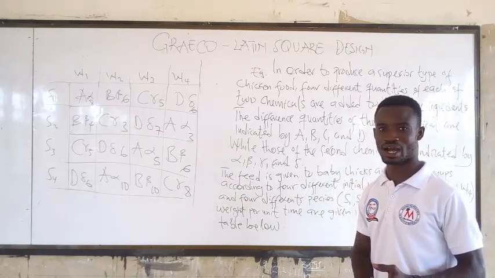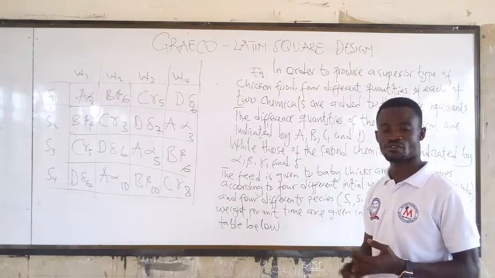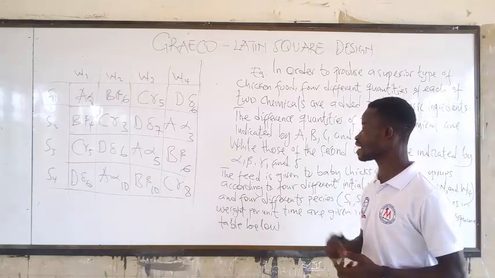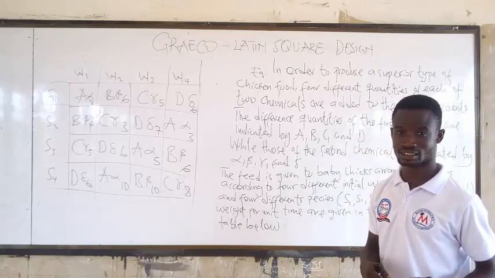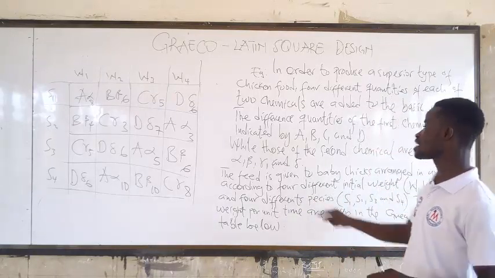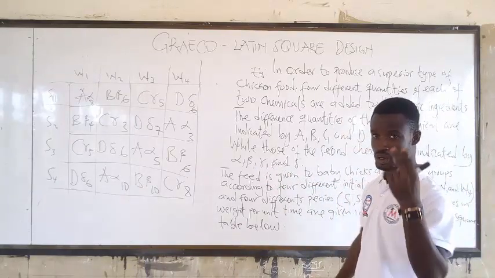Because we have chemical one, chemical two, and you also have the Latin letters and the Greek letters. So you know that chemical one, chemical two, and the Greek letters are the blockings, because the blockings are three.